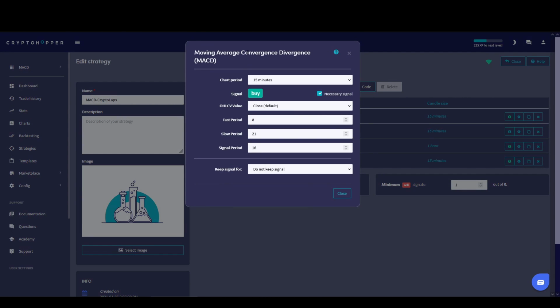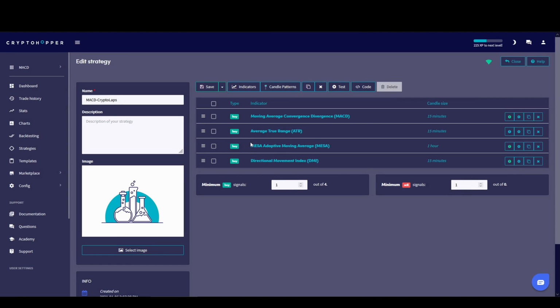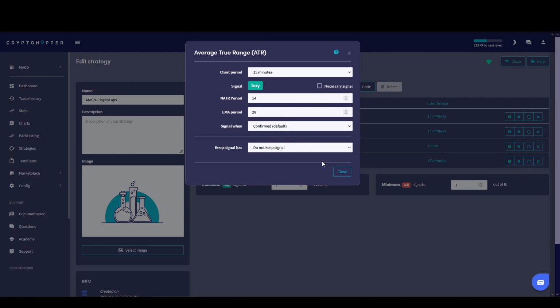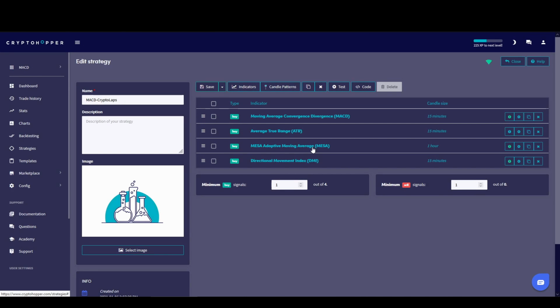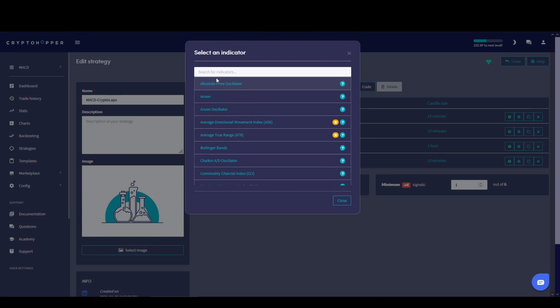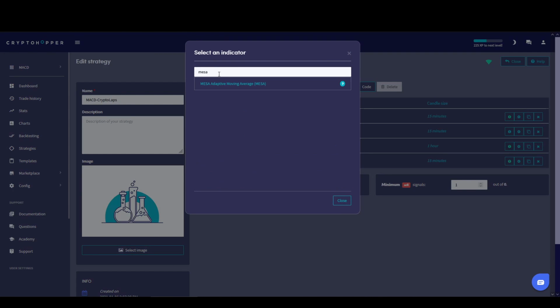So the first setting: MACD, 15 minute period, buy, necessary signal, fast period 8, slow period 29, and signal period 16. What those numbers do is make the MACD a lot more aggressive on the 15-minute chart. The second one, if you're using the ATR, just leave it as default. And then we need to add the Mesa. So adding the Mesa, you just go to indicator and find Mesa and click on it.